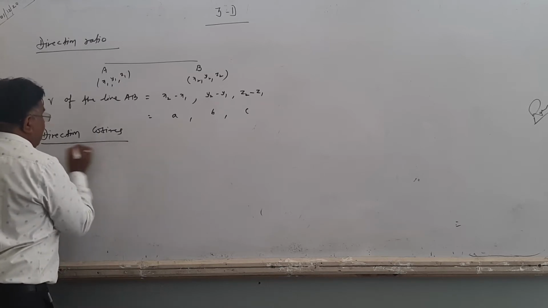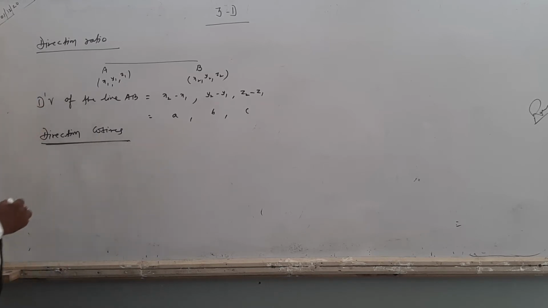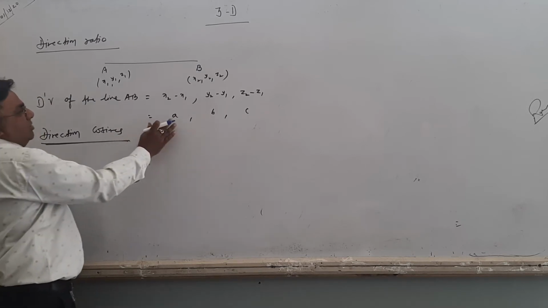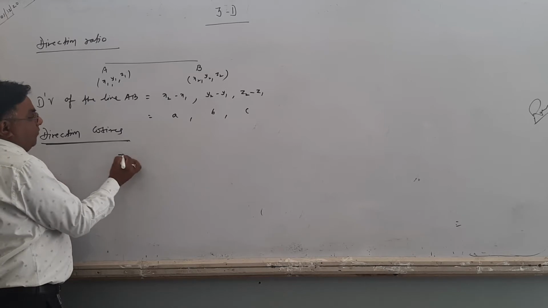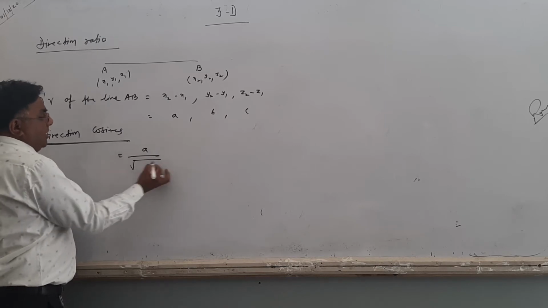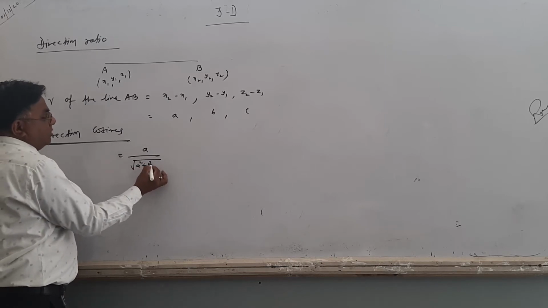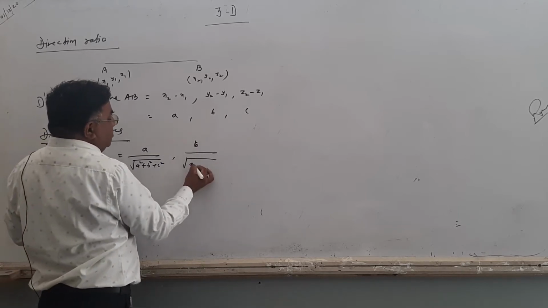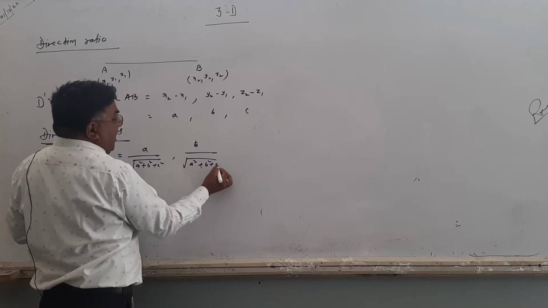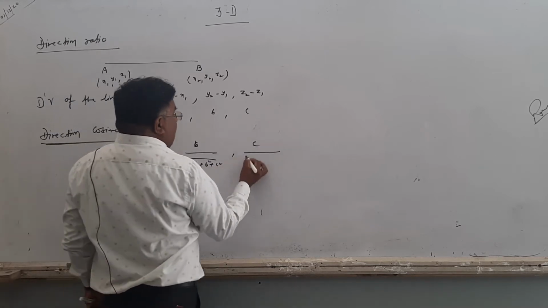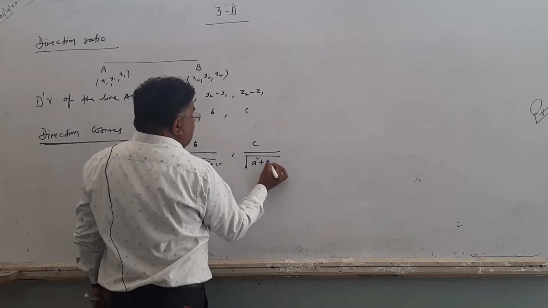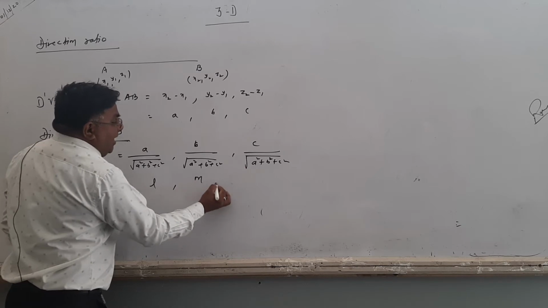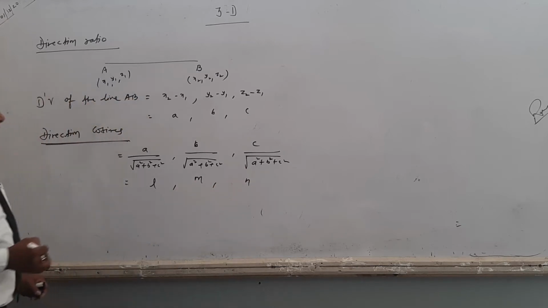When two points of a line are given, we find its direction ratios. Direction ratios are denoted by small a, small b, small c, right. And from direction ratios, direction cosines are formed. That is the formula: a upon under root a square plus b square plus c square, same b upon under root a square plus b square plus c square, and c upon under root a square plus b square plus c square. This is the direction cosine, denoted by small l, small m and small n. L, M, N are direction cosines.